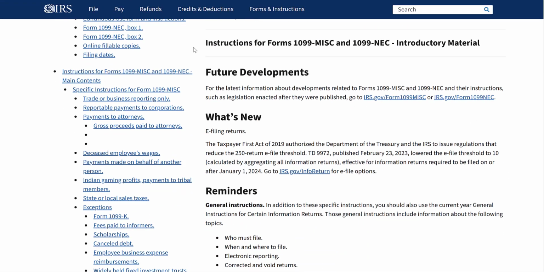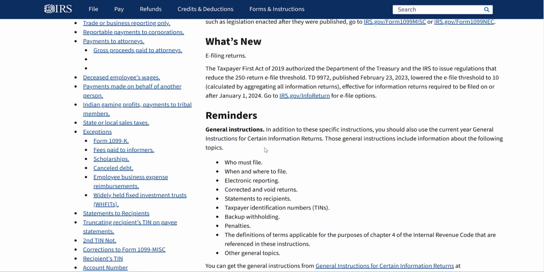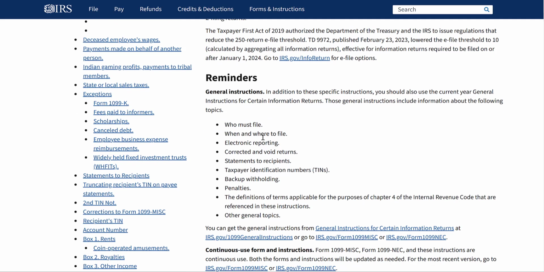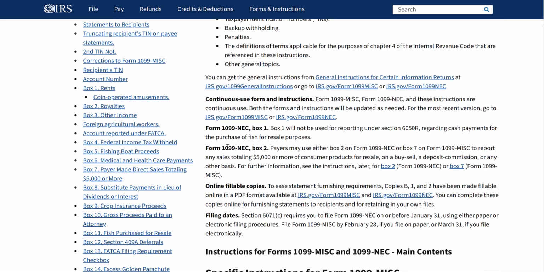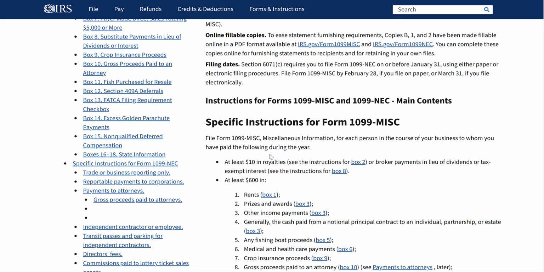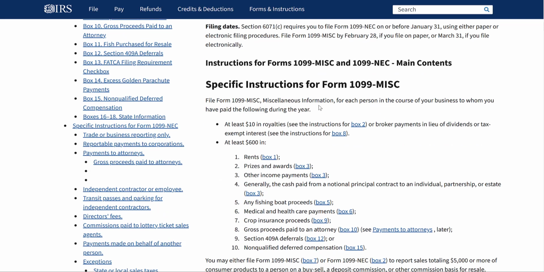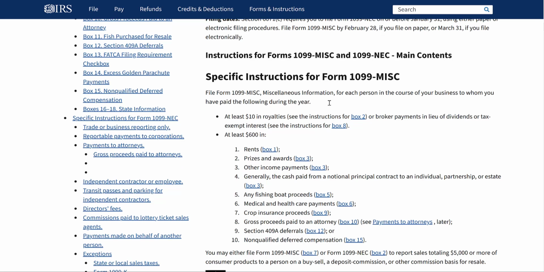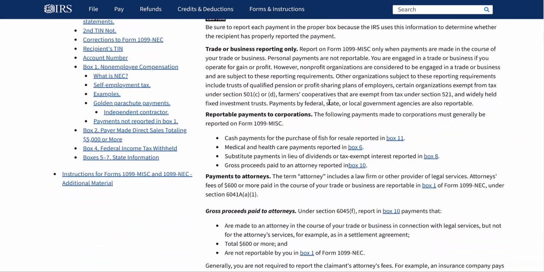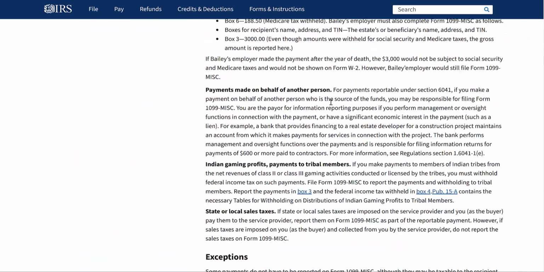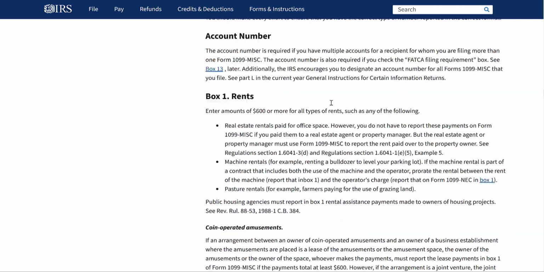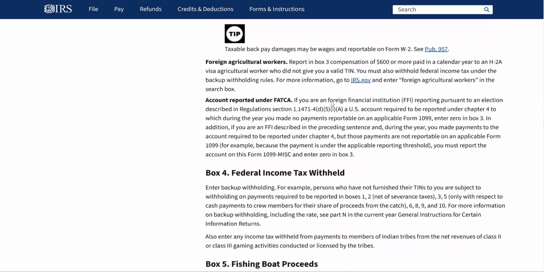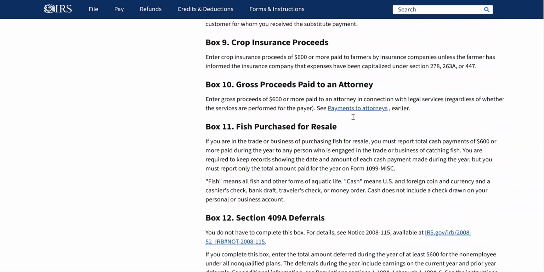What you'll see when you go to this page is that it's first going to give you some information on what's new. It's going to give you some reminders, general instructions, and then some additional items, including specific instructions for 1099 miscellaneous. We're not going to go to 1099 miscellaneous. We want to go to the specific instructions for 1099 NEC. It's going to be quite a ways down.